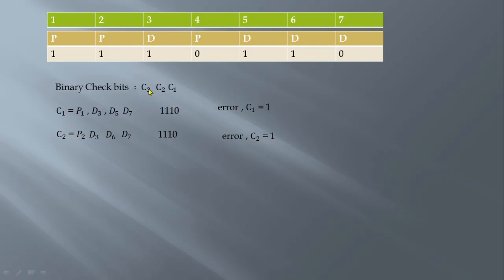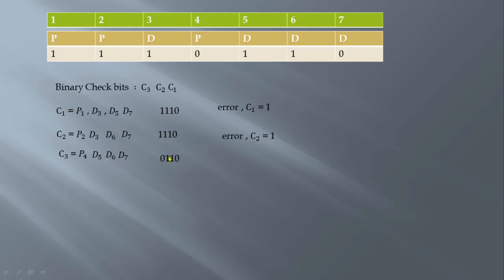Then we have to consider C3. To find C3, we start from the next parity bit. After P2, the next parity bit is P4, and we have to consider 4 bits and leave the next 4 bits. Here there are only 7 bits, so we consider P4, D5, D6, D7. Those are 0, 1, 1, 0.